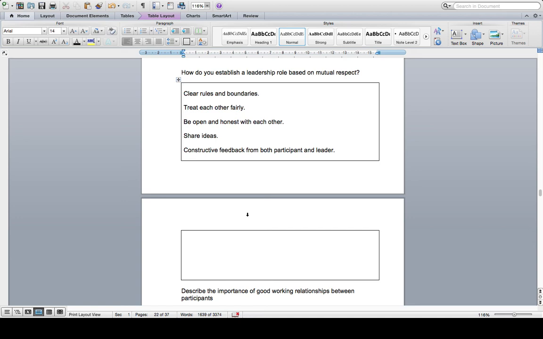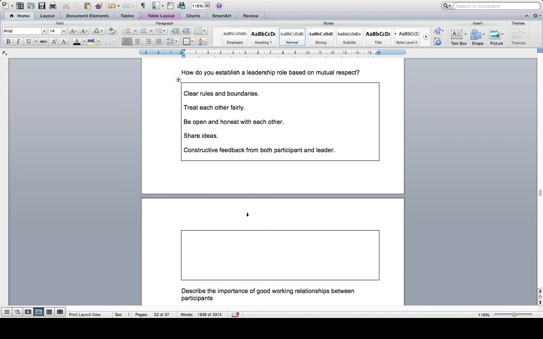You're not just telling them what they can and can't do, but they're having input as well into what they want from you as a coach, and what you can and can't do, maybe. That really builds good mutual respect and a really good leadership style as well.